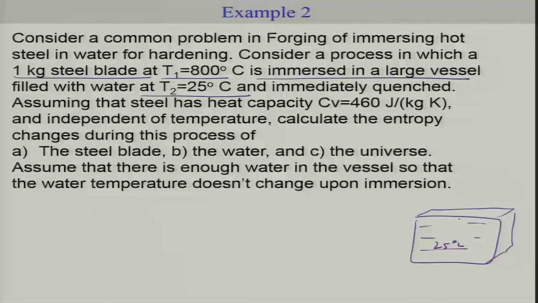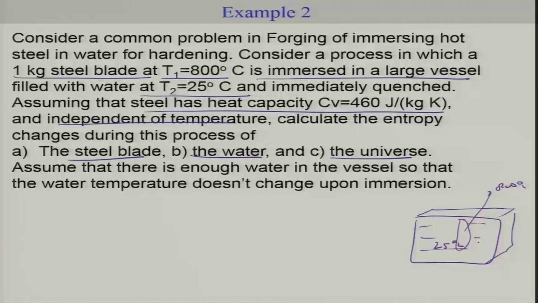Then you have a steel blade, which could be considered like this, at 800 degrees Celsius. At t equals 0, you put it into the water and it gets quenched. The question is, what is the change in entropy during the process for the steel blade, the water, and the universe? Consider that steel has a heat capacity of 460 joules per kg Kelvin, independent of temperature. Also assume that there is enough water in the vessel so that the water temperature does not change upon immersion, so it remains at 25 degrees Celsius.